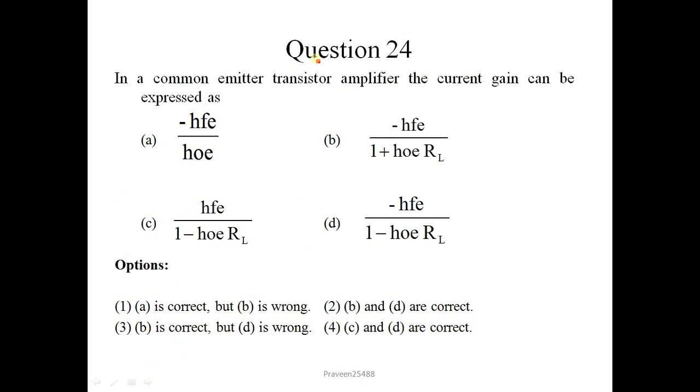Next question is question number 24. In a common emitter transistor amplifier, the current gain can be expressed as. So for common emitter, the current gain is minus hfe upon 1 plus hoe RL. Correct option is B. So B is correct but D is wrong. So correct option is 3. B is correct but D is wrong.